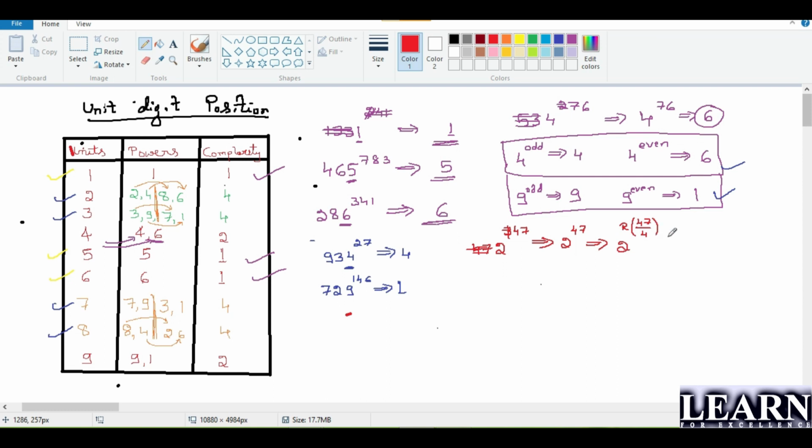4 10 times is 40. 4 11 times is 44. Remainder is 3. Can I directly take it as 2 power 3? What is the unit digit when we have 2 power 3, guys? So first number is 2, second number is 4, third number is 8. I can directly take the number as 8.